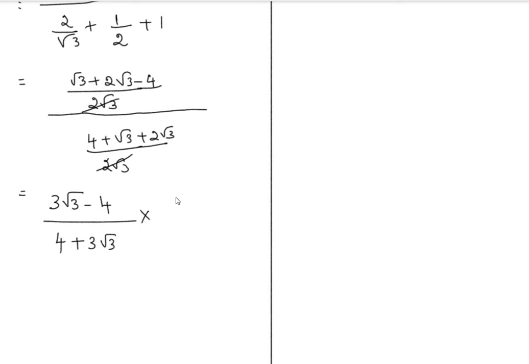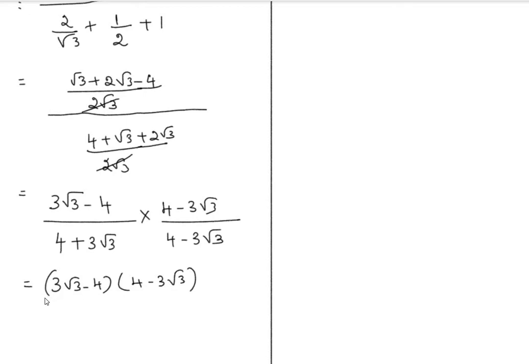When I rationalize, I get 3 root 3 minus 4 by 4 plus 3 root 3. I have to take the conjugate, right? So now I have to multiply 3 root 3 minus 4 into 4 minus 3 root 3. By a plus b into a minus b, that I can write as a square minus b square.